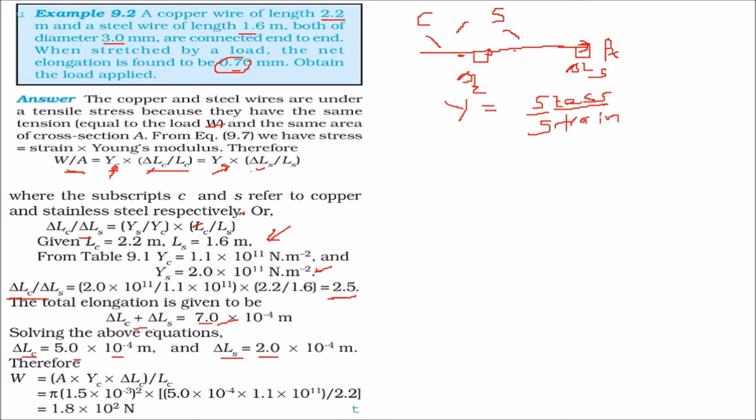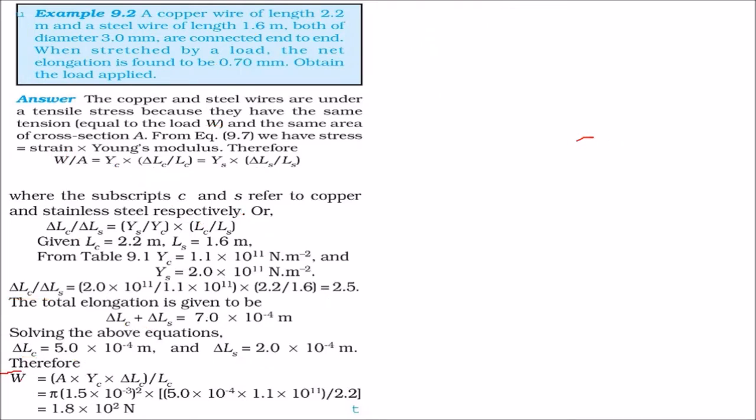And how do we find this W? Because we know about these now, we can take any of these equations. So let us take the copper one. Now we have to find this W, which can be taken from the expression we have already seen. Then we just have to put the area pi r square, taking the radius for the copper one. Y_C is also known, delta L_C we have just found out, and L_C is also known. We just put in the values and we get W, that is the load being applied.